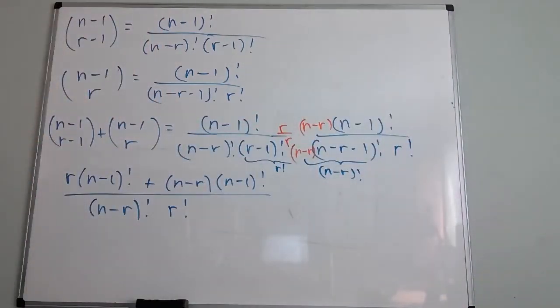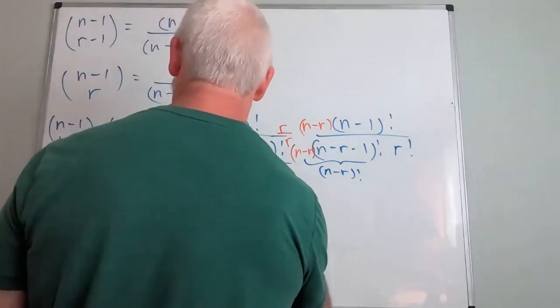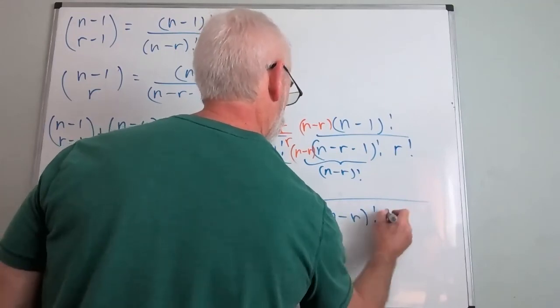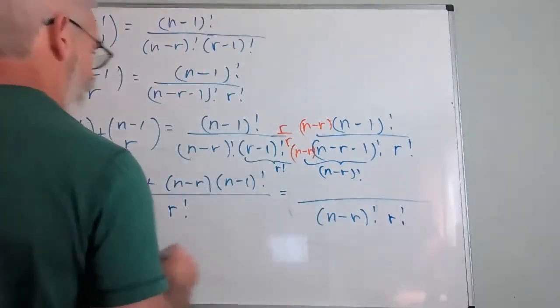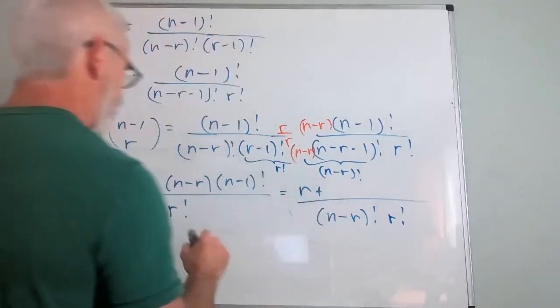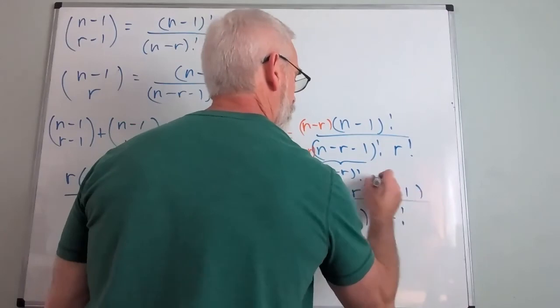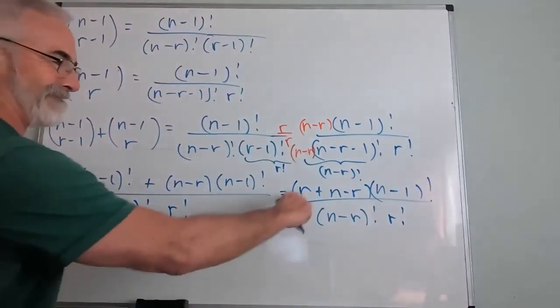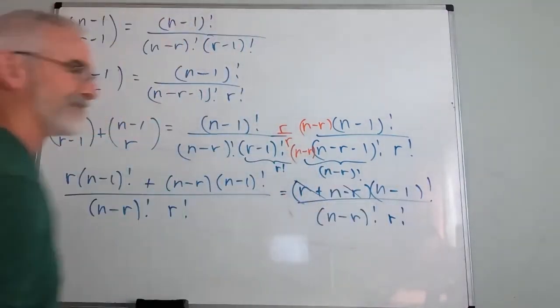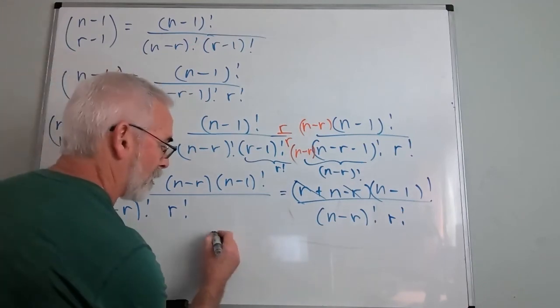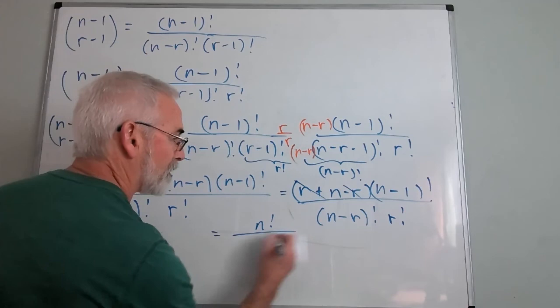Now, it might not be a bad idea to factor out the n-1 factorial from the top. I have r of them plus n-r of them. I have n times n-1 factorial. That just gives me n factorial on top.